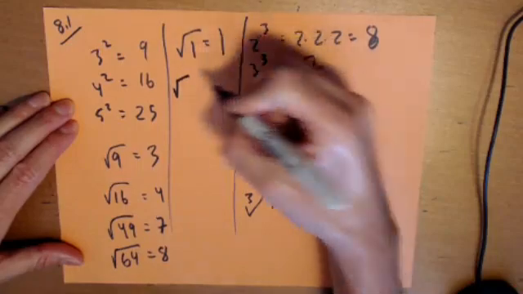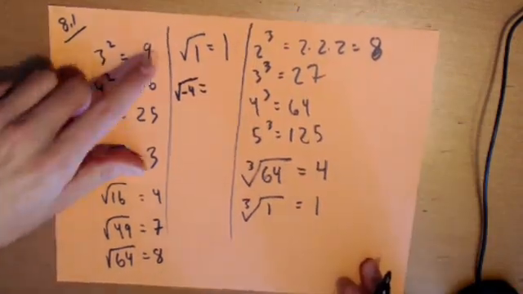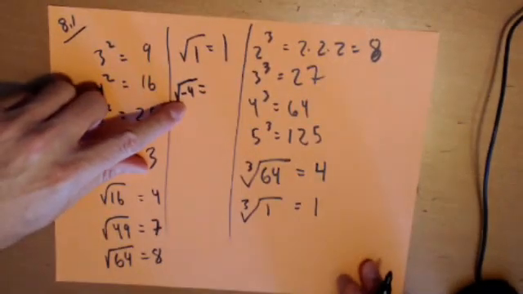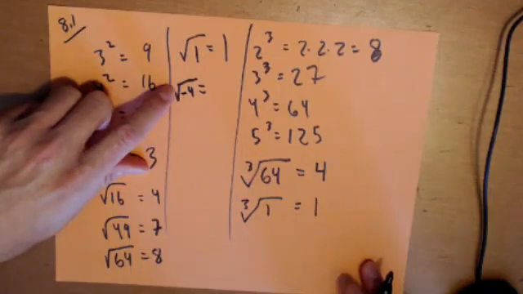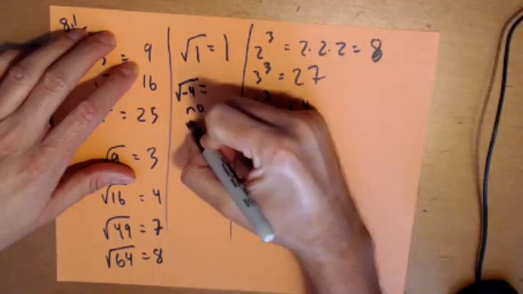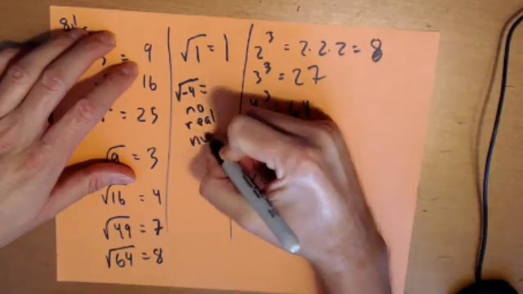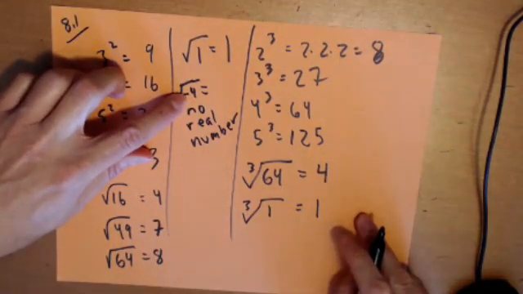What's the square root of negative 4? What number times itself gives you negative 4? Negative 2 times negative 2 is positive 4. 2 times 2 is positive 4. So here we would say no real number. So you can't take square roots of negative numbers.